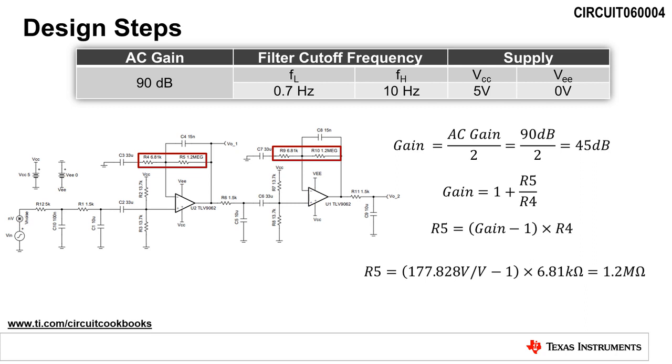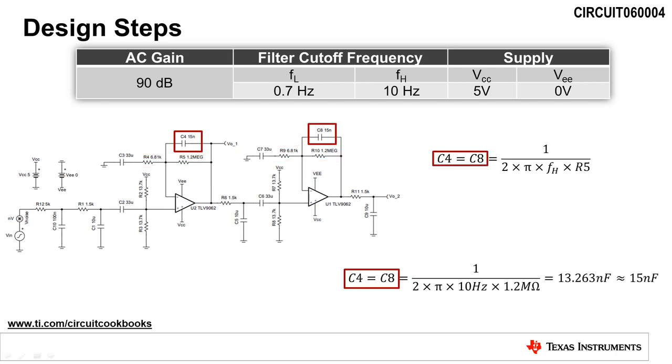The AC gain of each stage is equal to 1 plus R5 divided by R4. Rearranging this equation, we calculate R5 to be 1.2 megaohms because the value of R4 was previously set to 6.81 kiloohms. The final step of the design is to calculate capacitors C4 and C8 in the feedback of the op-amp, which help reduce the noise of the circuit by limiting the noise gain of the amplifier.